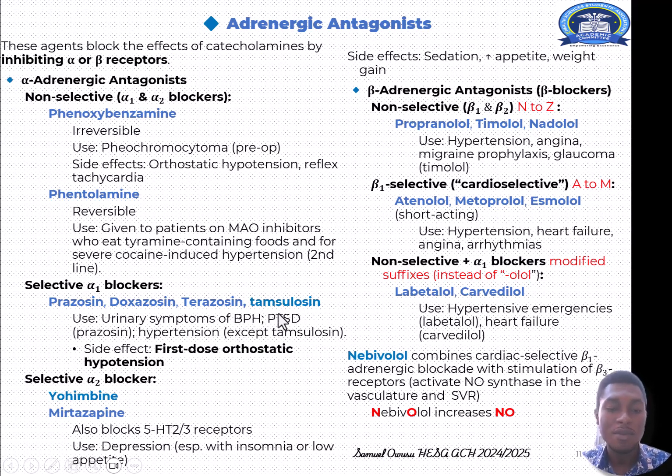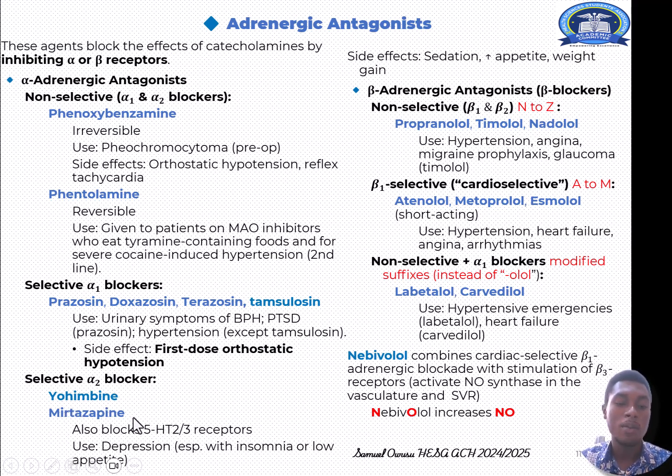Okay, and then we have PTSD, which is post-traumatic stress disorder. We use prazosin. Then hypertension. Sometimes we can use all the other agents, but we don't want to use tamsulosin in hypertensive patients. And side effects is that they all tend to cause what? Orthostatic, first dose orthostatic what? Hypotension. Selective alpha 2 blockers are yohimbine and then mirtazapine.